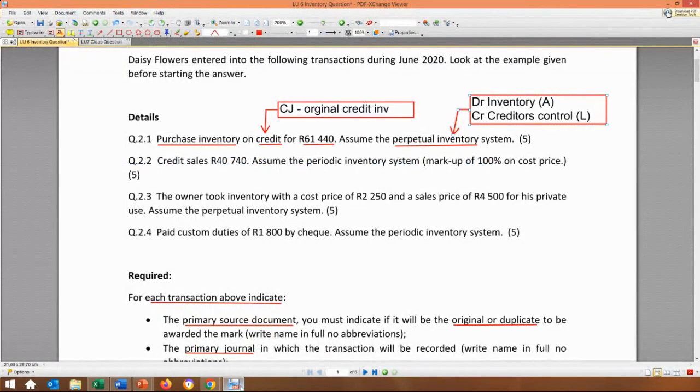Okay, then if we move on to the second transaction. Credit sales of 40,740, and we assume a periodic inventory system, and there's a markup of 100% on the cost price. Okay, so the first thing, credit sales, we know credit sales go to our debtors journal. If we have a debtors journal, we have a duplicate credit invoice because we gave the original to our client or customer.